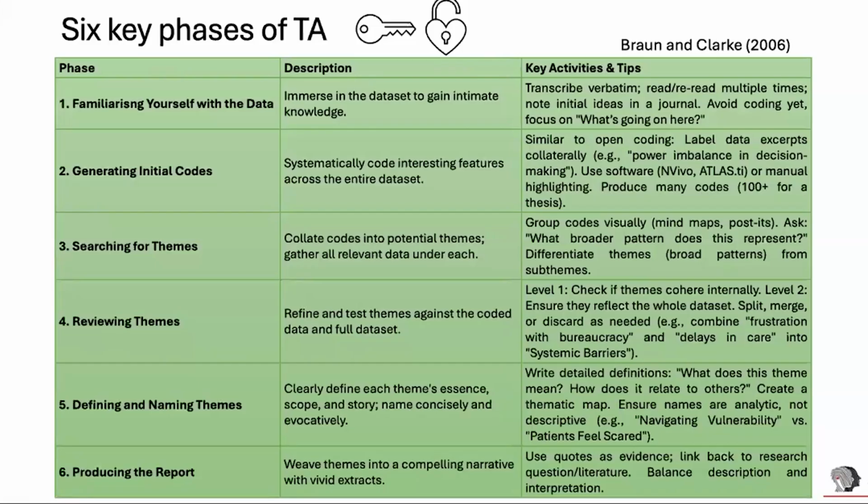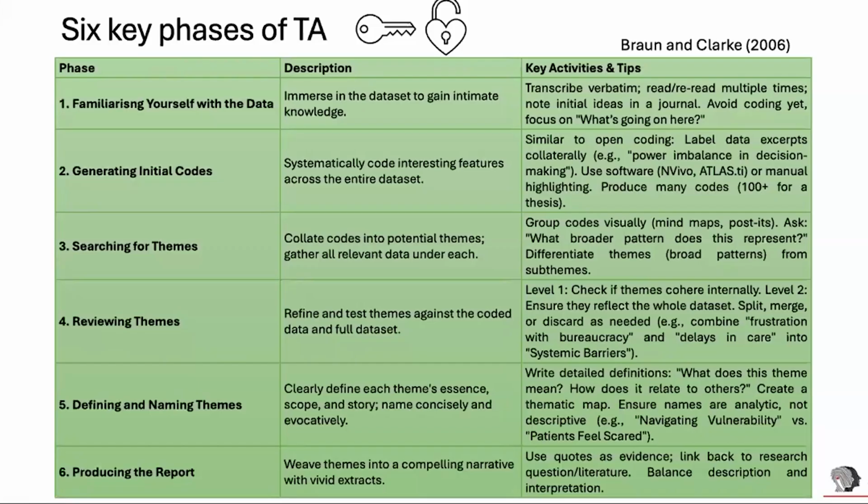So this process enables you to do those kinds of activities where you collect all these different codes into potential themes. And then the fourth phase will now be you reviewing your themes. And this part enables you to refine and test themes against the coded data and the full data set. So remember, it's very important that you always continue to check what is happening with your data. Is it still following the very same process where you started with your coding?